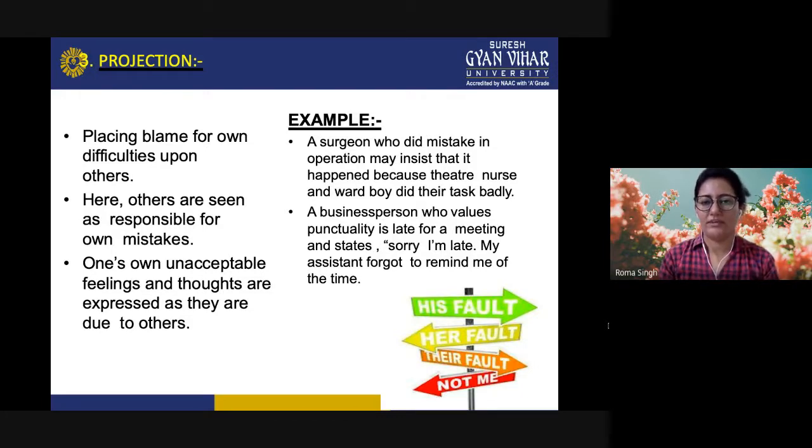Another example, a business person who values punctuality is late for a meeting and states, "Sorry, I am late. My assistant forgot to remind me of the time." So he does not want to show the other persons with whom he is carrying out the meeting that he was late for his own reasons, but he is just projecting that his assistant was responsible for it. So here in projection, we try to find faults in everything: his fault, her fault, their fault, but not my fault. This is how projection takes place.